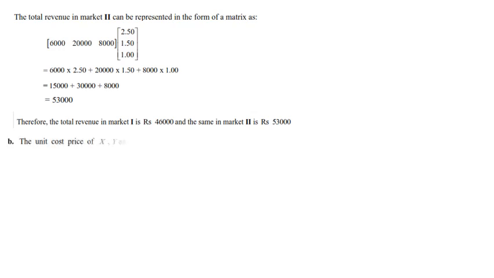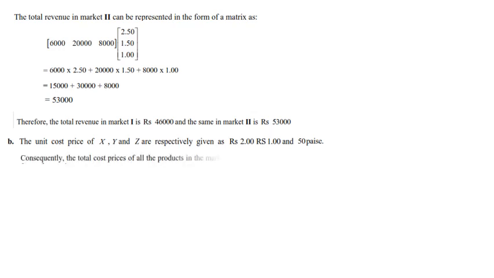Now move on to the second question, that is, the unit cost prices of X, Y and Z are respectively given as rupees 2, rupees 1 and 50 paise. Here the cost prices of products X, Y and Z are given to you: rupees 2, rupees 1 and 50 paise. The question we have to calculate is the profit from market 1 as well as from market 2. So here also we have to represent this data in matrix form. Let us write the row and column matrix.